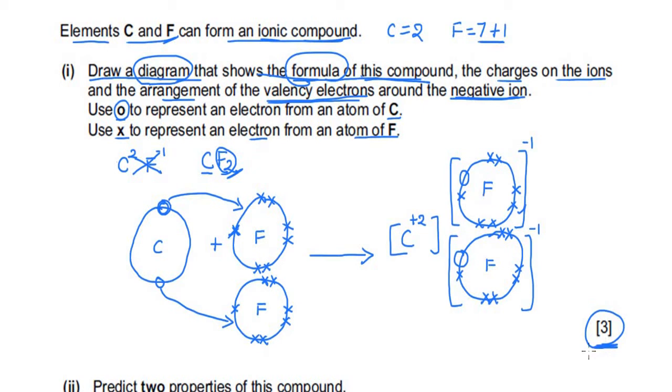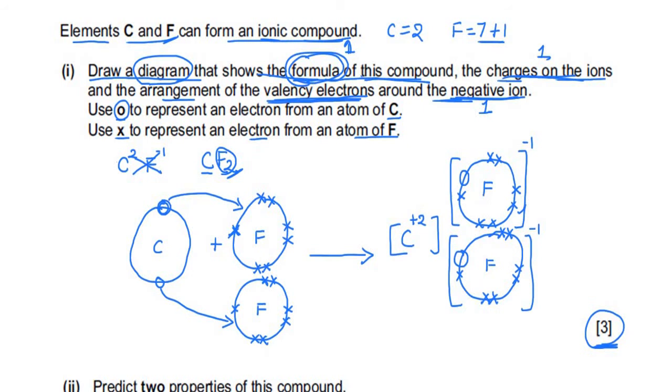So now each of the options of the question, that is the formula, the charges on the ions and the correct valence electrons, carries 1 mark each. So if you fulfill all these 3 criteria correctly, you get 1 mark for each of them.